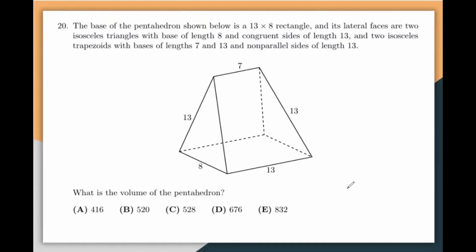Okay, so this is number 20 from 12A. We have a pentahedron given. The bottom is 8 by 13. It's a rectangle, and the lateral faces are two isosceles triangles and isosceles trapezoids, as given. So we want to find the volume of this figure.